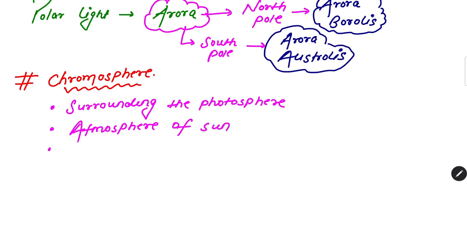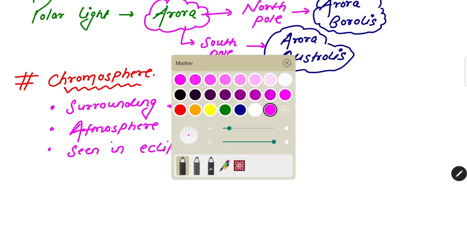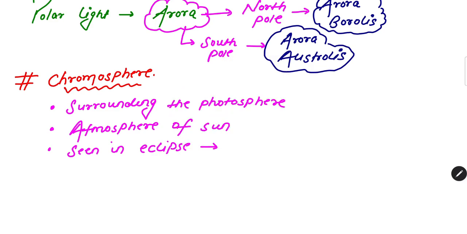Now the third point. Like the photosphere, the chromosphere is also visible to the naked eye, but you cannot always see it. Why can you not always see it? It is visible during the eclipse only. And what is the color of the chromosphere? When you see it during the eclipse, it looks like a light reddish color.